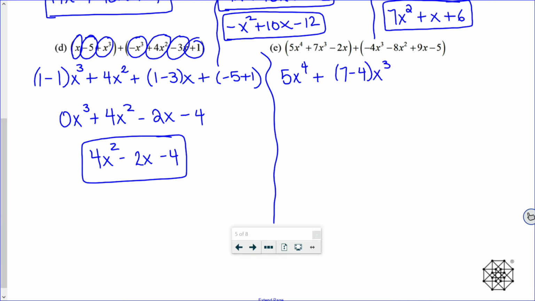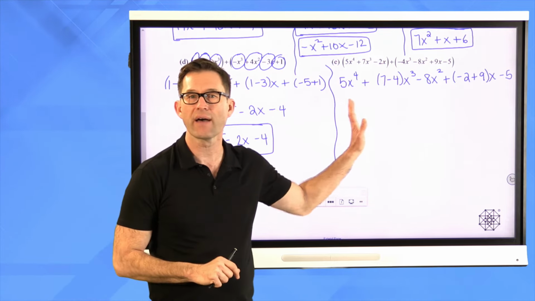In terms of x squared, that first one has no x squared in it. So there's nothing to combine with that negative 8x squared. Finally, we've got our x to the first, which are negative 2 in the first polynomial, positive 9 in the second. And then we've got our constant, and there's only a constant term in that second one. So if we're just kind of thinking about combining the coefficients, that's all I have at this point, right?